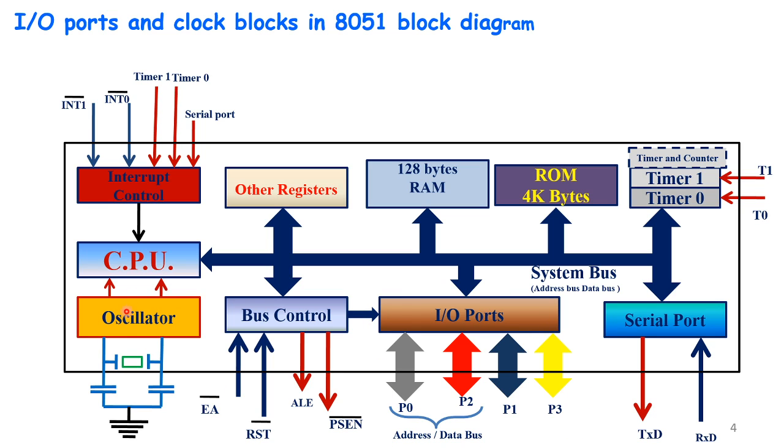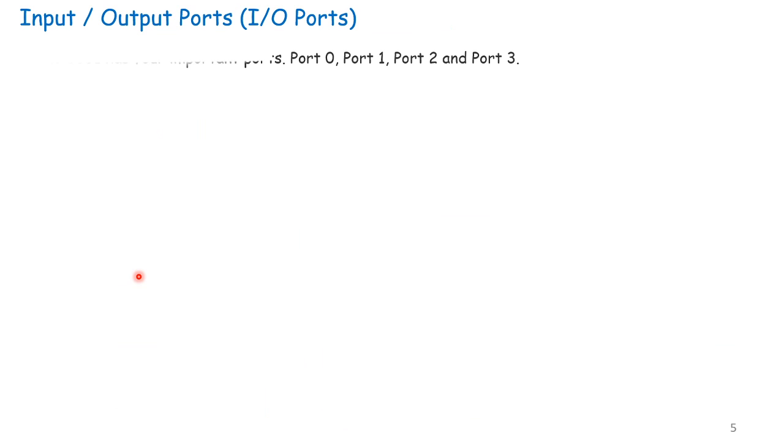In this block, whatever crystal we connect gives the clock for the central processing unit, and that decides the speed of the microcontroller. So by connecting an external capacitor and crystal, that decides the speed. Now this is the block diagram. Now let us discuss each port in detail.